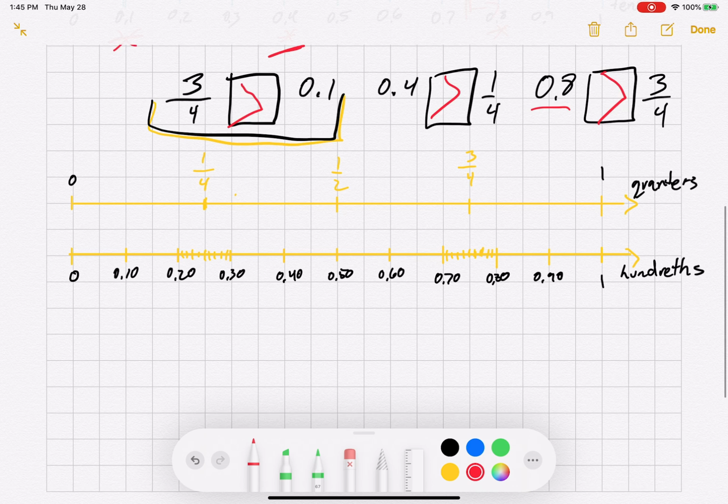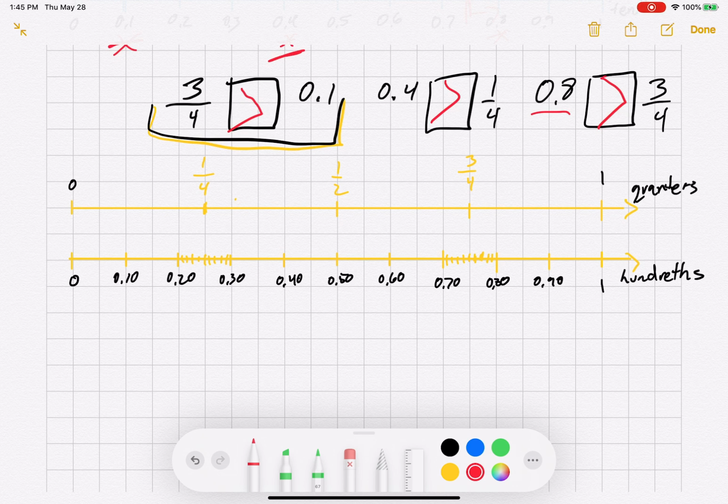Looking at these number lines, still divided into quarters, but they're hundredths on the bottom now. I want you to notice that I have put tick marks in between 0.20 and 0.30 and 0.70 and 0.80 because we are going to be comparing these fractions to decimals. I could have put those in all along the whole way, but I just put them in for those parts where we were comparing.